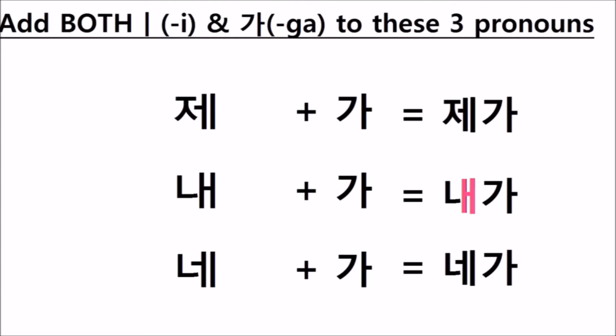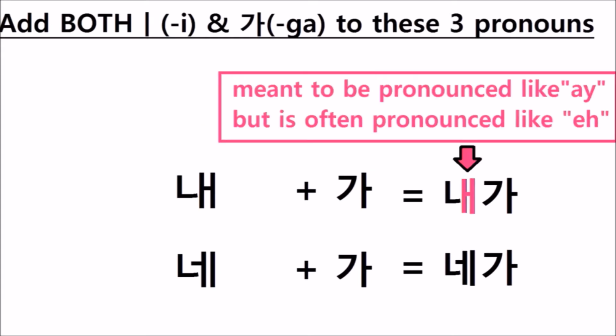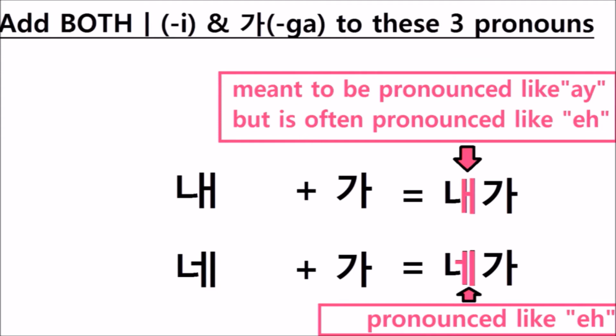Remember learning about this vowel ㅐ? It's meant to be pronounced a, but is often pronounced like e. Well, you really don't want to get I and you mixed up. So having two very similar sounding words is going to get confusing. So here's what Koreans do.